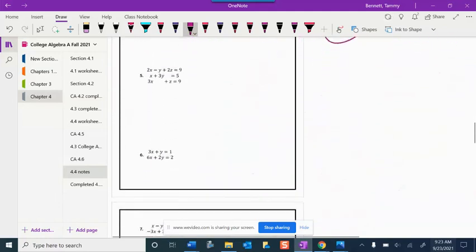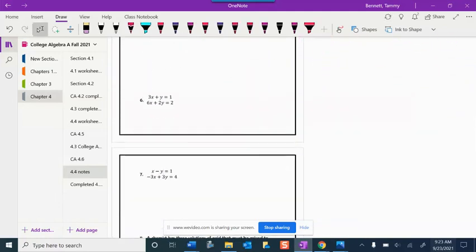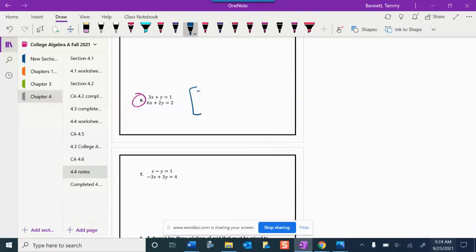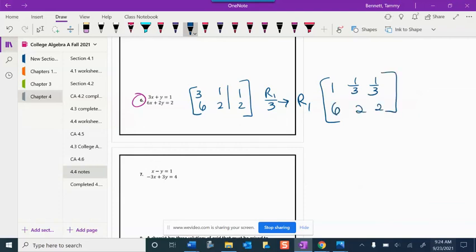All right, I'm going to skip these 3's and I'm going to go to number 6. Choose a new color. Let's go with purple or darker blue. All right, so I have 3, 1, 1, 6, 2, 2. I need to make this 3 a 1, so take row 1 divided by 3 becomes row 1. So that gives me 1, 1/3, and 1/3. And leave the second row, 6, 2, 2. Now I need to take -6 times row 1, add row 2 to it, becomes row 2.